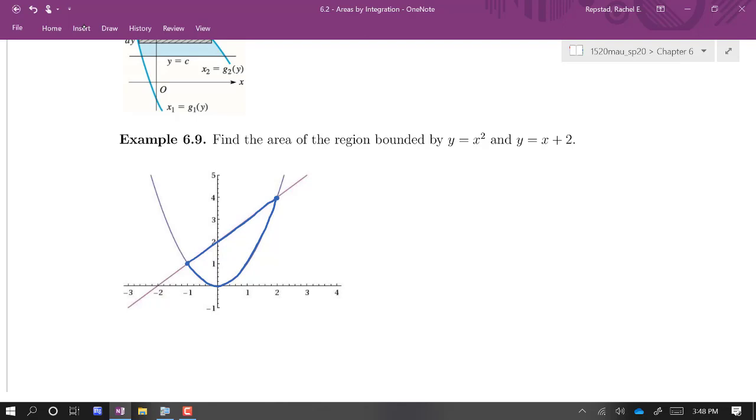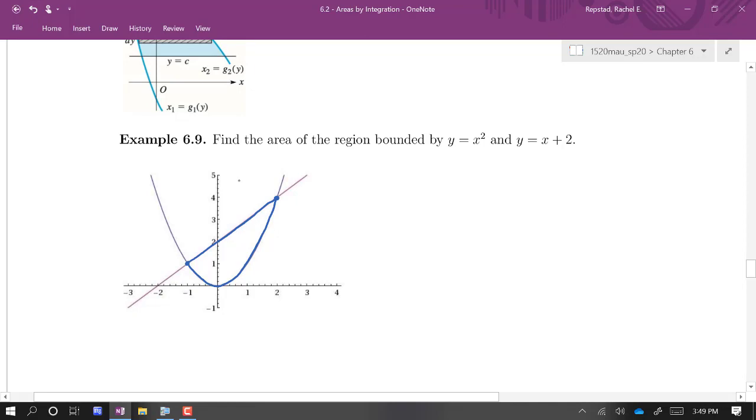So when I look at this, I can tell that horizontal rectangles will not work. And the reason they won't work, or they won't work easily, without a lot of extra work on our part, is because a horizontal rectangle drawn up here has the right boundary as the parabola and the left boundary as the line, but as I move down here, the left boundary changes from the line to the parabola.